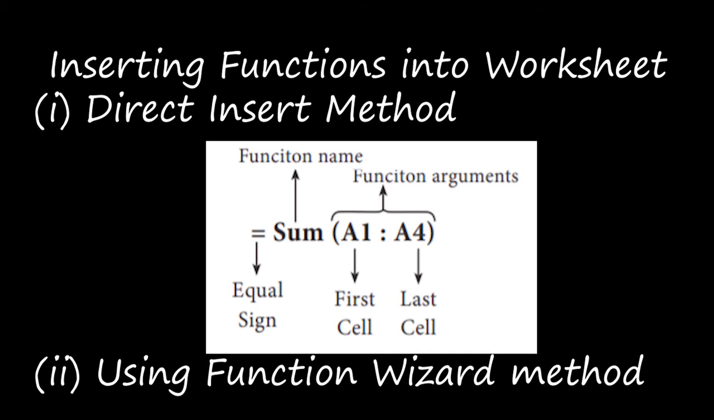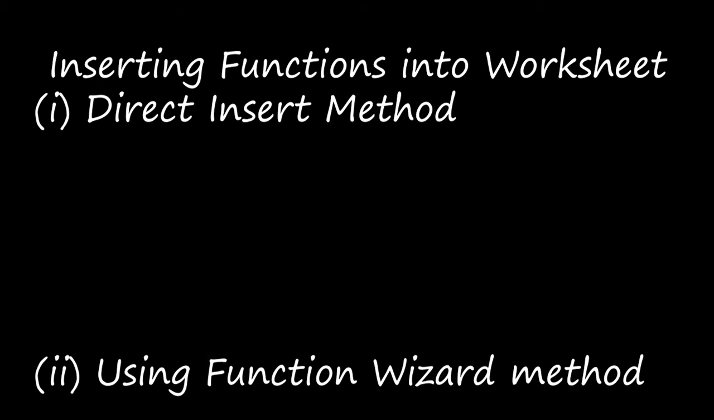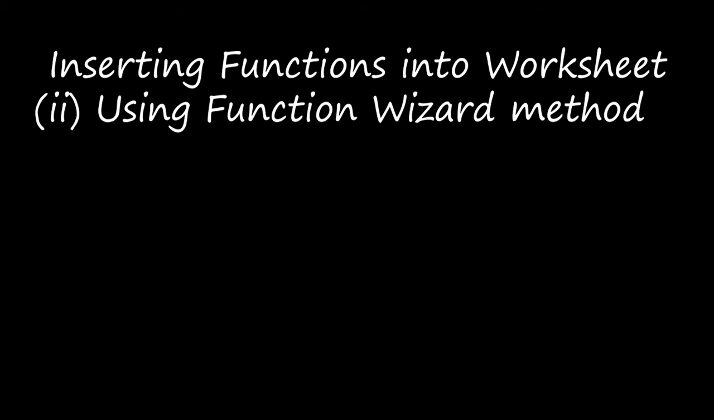The next type is using the function wizard method. A function can be inserted using the function wizard, which is a dialog box that provides a step-by-step procedure to insert a function. It can be done by clicking the function wizard icon on the formula bar, or you can go to Insert and select Function, or the shortcut key for that is Control F2. Here the function category has a drop down list box.